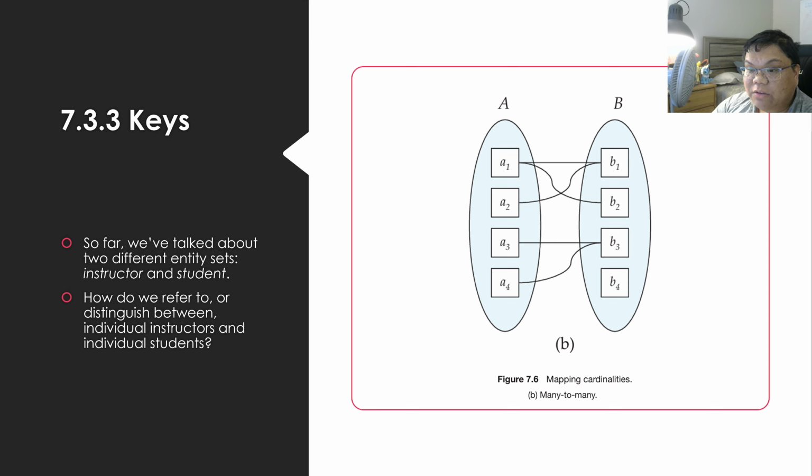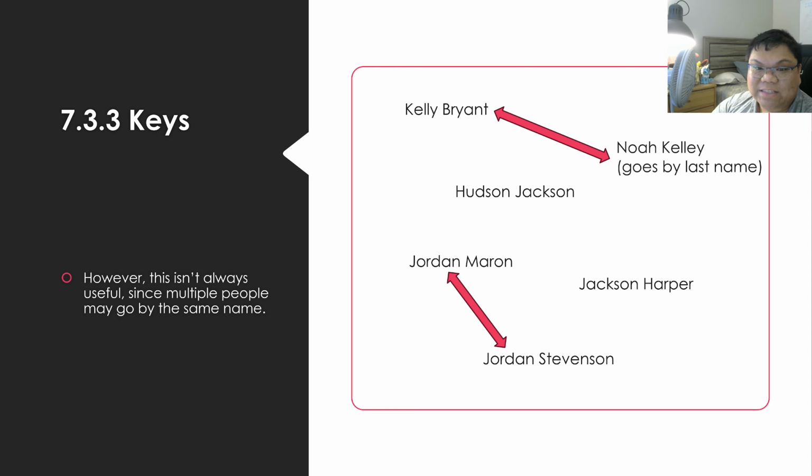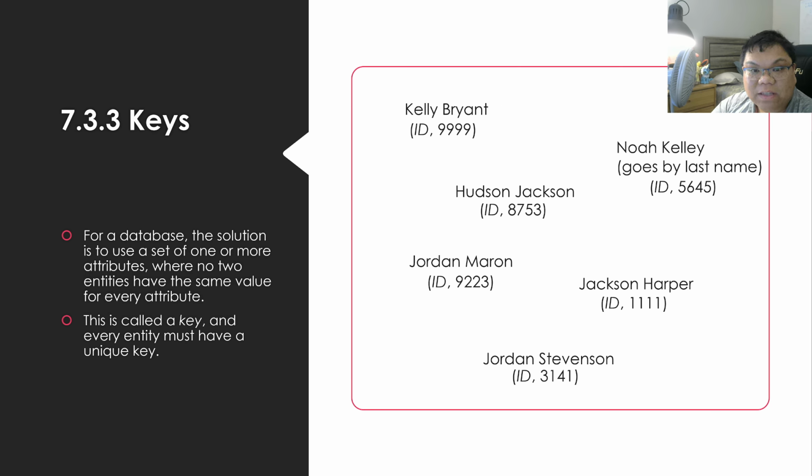So we talked about two different entity sets, instructor and student. How do we refer to or distinguish between individual instructors and students? Typically, we just go by their name. There's several pitfalls behind that, such as, hey, what if two people have the same name? Or a special case where someone goes by a last name, which is someone else's first name. That's why we use different attributes to distinguish between different people. If that attribute is some sort of ID and everyone has a unique ID, boom, you have a primary key already.